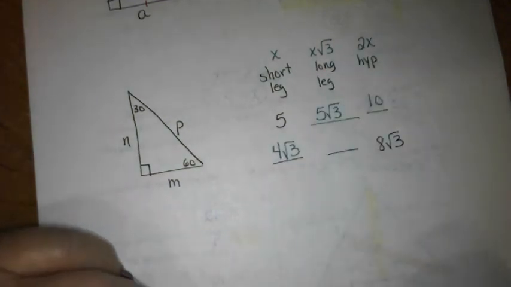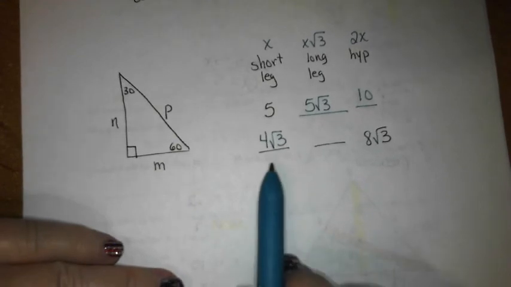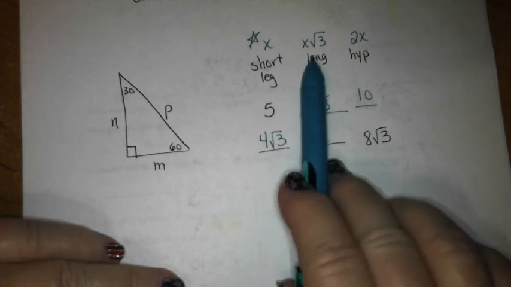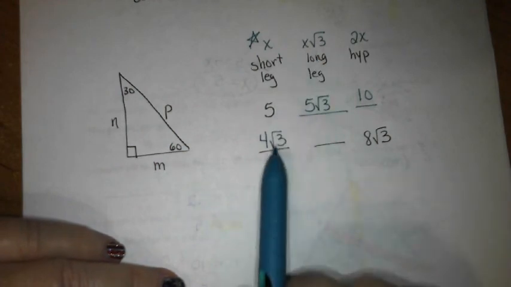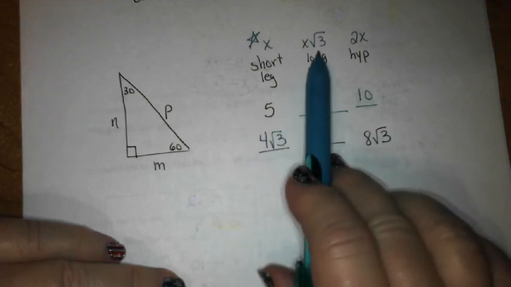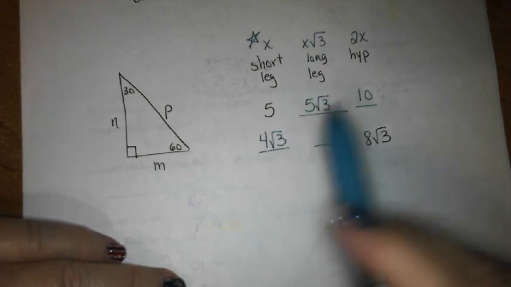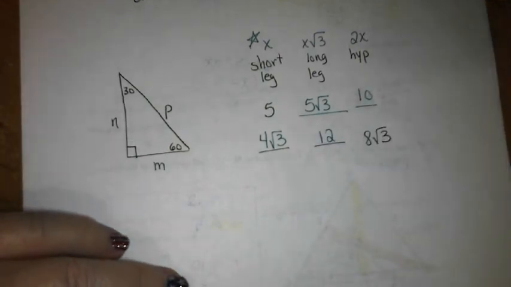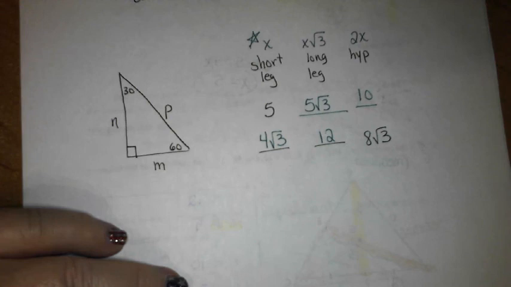Well, it's 4√3. And then once I know the short leg, because remember this was home base, we always went to the short leg, how do I get to the long leg? Well, I take this one times √3. Since √3 times √3 is 3, the long leg is actually 12. So just a quick refresher, you're going to have some more practice on that, as well as your trigonometry, your sine, cosine, and tangent.